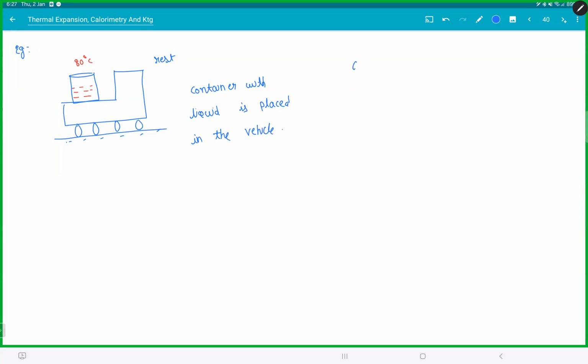Now, the question is, if the vehicle starts moving, what happens to the kinetic energy of the liquid and what happens to the temperature of the liquid? Increase, decrease, remain same.